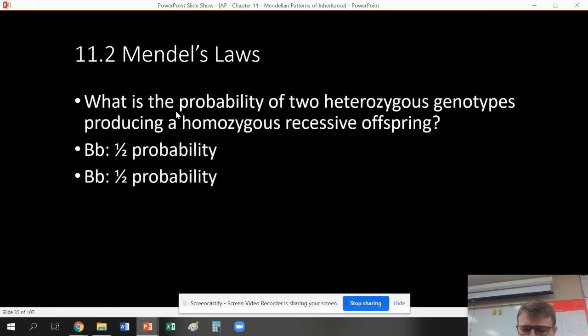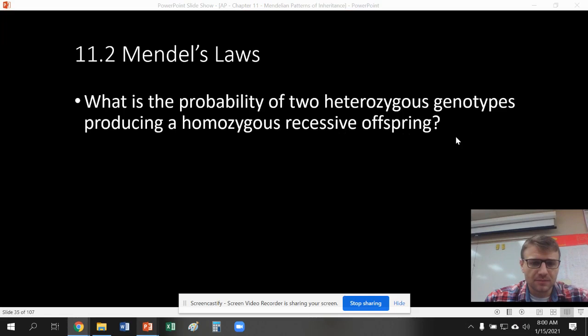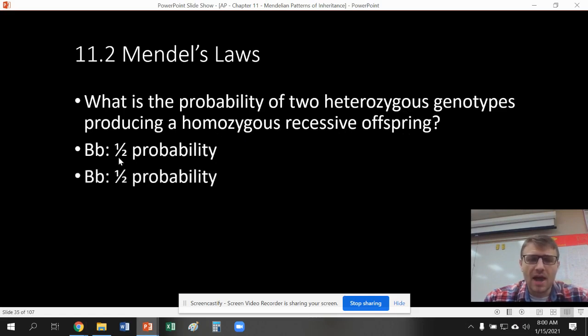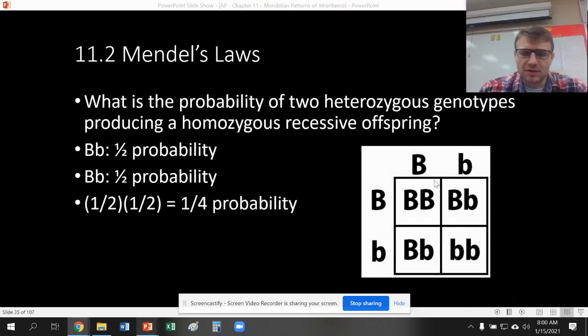All right, so it says, what is the probability of two heterozygous genotypes producing a homozygous recessive offspring? So we have two heterozygous genotypes. To get a homozygous recessive offspring, we have about a 1/2 chance and a 1/2 chance, because if you do the cross, it looks something like this. You should be able to do this in your head by now. We did this in 9th and 10th grade bio. You should be able to say, okay, these are two heterozygotes, and we're going to get this homozygous recessive offspring.